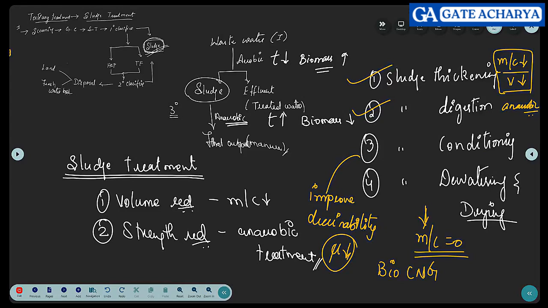So what is this bio CNG? CNG என்ன? Compressed natural gas. இது எங்க இருந்து கிடைக்குது? பயோ விட்டுருங்க, CNG மட்டும் பத்தி பேசுவோம். Compressed natural gas. எங்க இருந்து கிடைக்குது? It is methane. அந்த methane எங்க இருந்து கிடைக்குது?